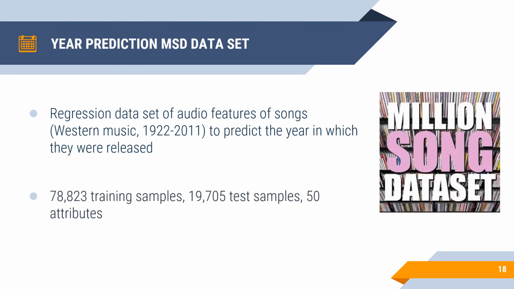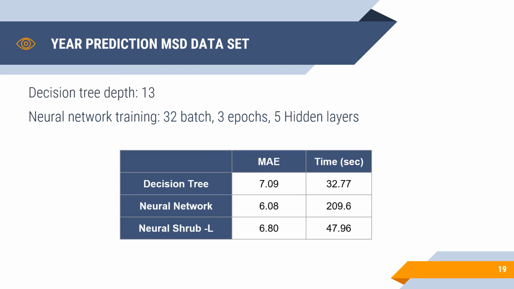For regression, we picked the Million Song dataset, in which we wanted to predict the year in which the song was released using its audio features. Since regression datasets don't have classes, we only used neural shrubs on leaves. On average, the songs were off by 6 to 7 years, but the training time for the neural shrubs was still very low.